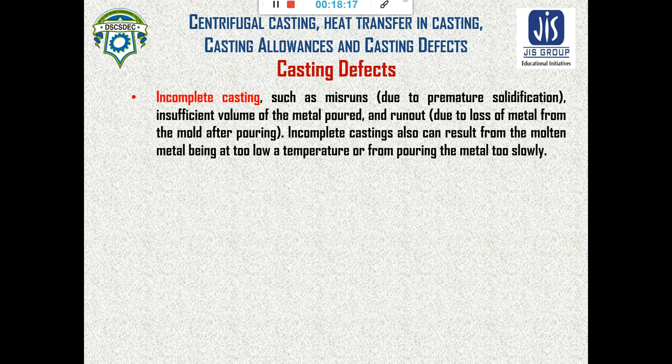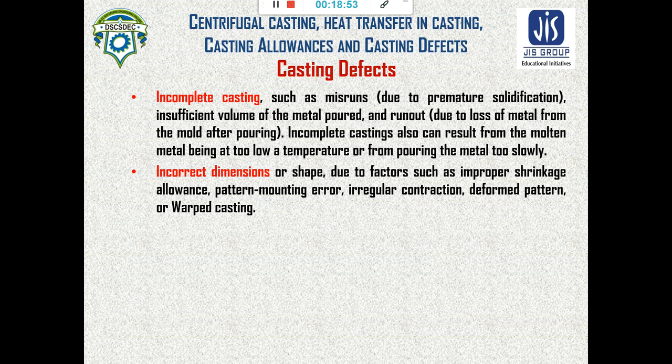And these two are types of incomplete casting, and incomplete casting can also result from the molten metal being at too low a temperature or from pouring the material too slowly. So if the pouring is too slow, the mold cavity won't be filled, because before that the molten metal will solidify. So we have to take care of all these things while we are doing casting.